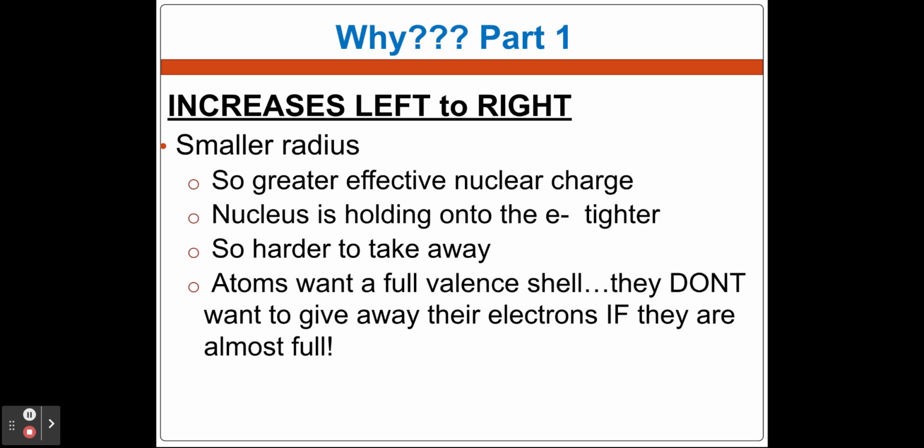So the atom wants a full valence shell. They don't want to give away their electrons if they're almost full. They want more electrons. So to take an electron away from the neutral atom is going to require a lot more energy as you go across from left to right.